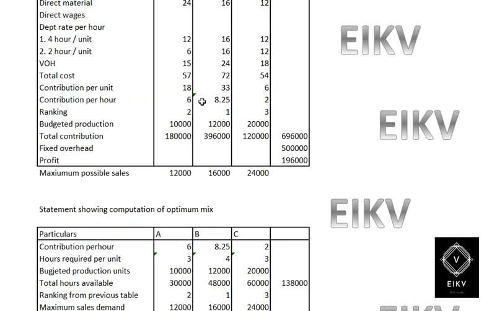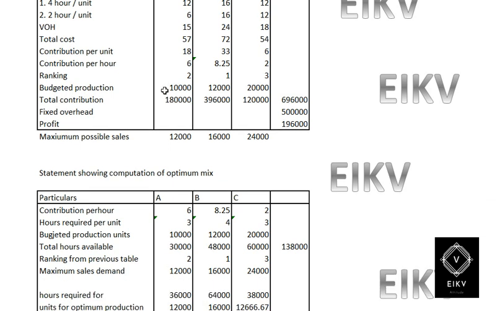From here you can rank them, which you need to select: the most contribution per hour, or the highest contribution per hour, which is 8.25. So we need to rank the greatest contribution per hour as first rank, which is product B, and then it is 6 as contribution per hour for product A, so it should be ranked as 2. Then last but not least, the ranking of product C, whose contribution per hour is just 2. So we have ranked.